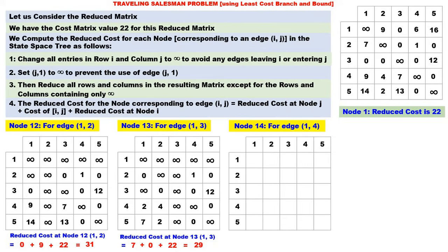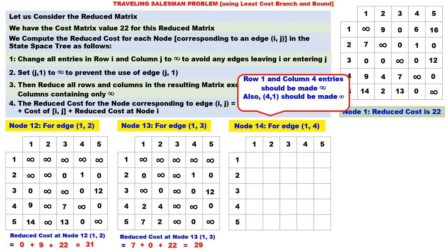Next, we should do for node 1, 4. That is edge 1, 4. So, row 1 and column 4 entry should be made infinity. 4, 1 should be made infinity. So, row 1 should become infinity. Column 4 should become infinity. 4, 1 infinity. Remaining values you just copy down. Just observe, I am just copying the same elements from that reduced matrix.